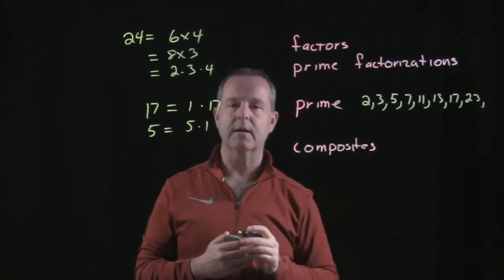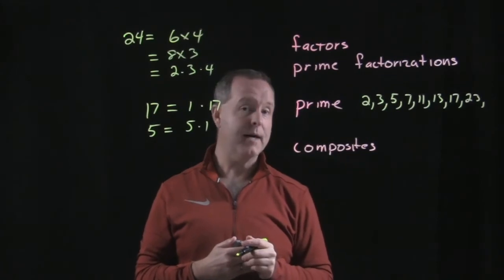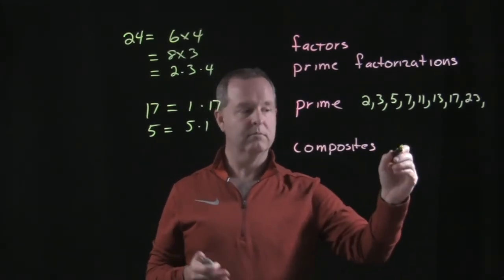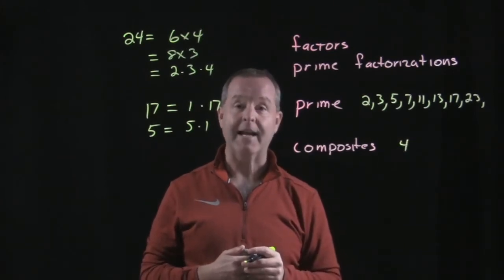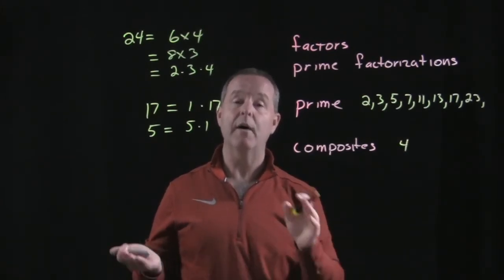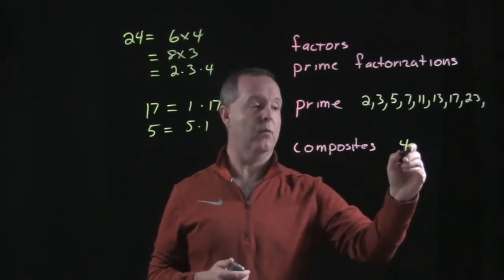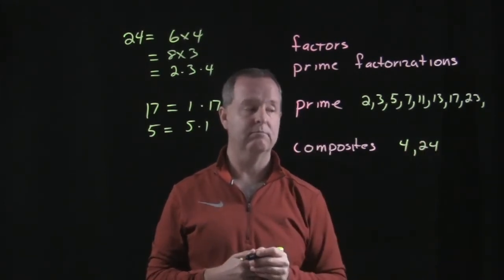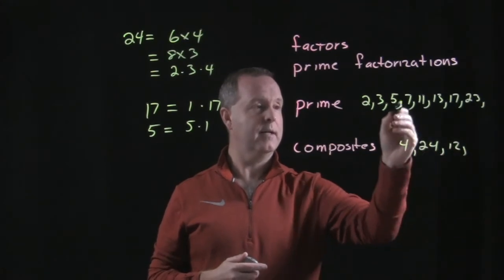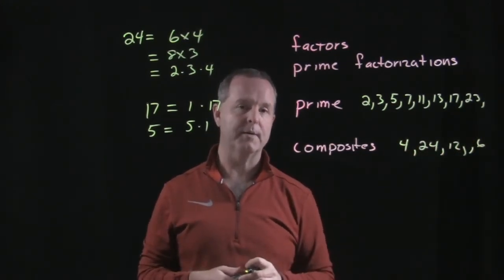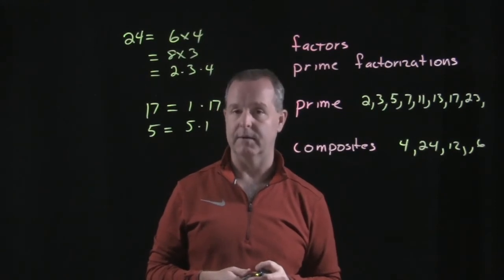We also have an idea called a composite number. A composite number is every non-prime number. For example, 4 can be broken down and factored into numbers other than 1 times 4. 24 was a composite number. So are 12, 6, and so forth. Those represent what we call composite numbers.